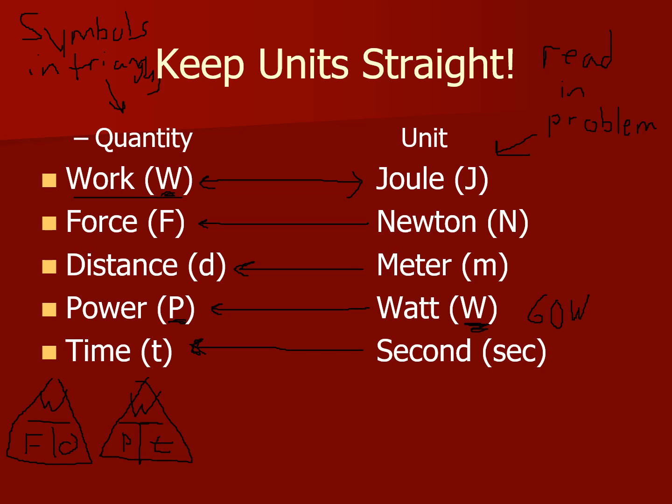So this is the list of units. So when I see the unit for work is joule, the unit for force is newton, the unit for distance is meter, the unit for power is watt, the unit for time is seconds. So as I'm reading a problem, the units appear in problems. So if I see 30 J, I know that means work. That's why these arrows kind of go back and forth. I need you to understand how these things connect, that the units measure these quantities.